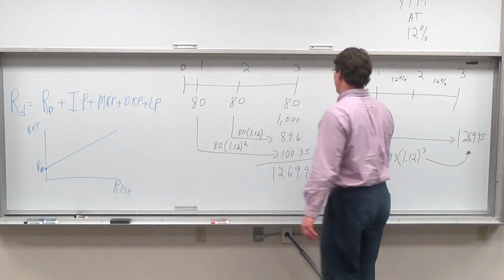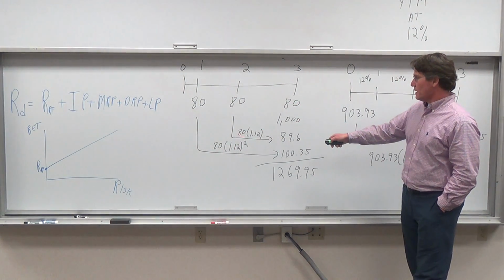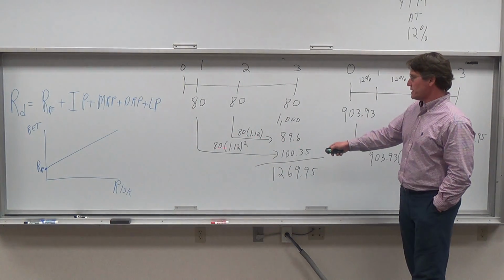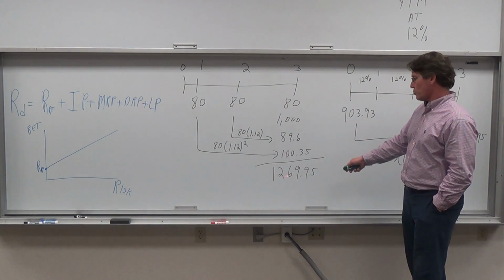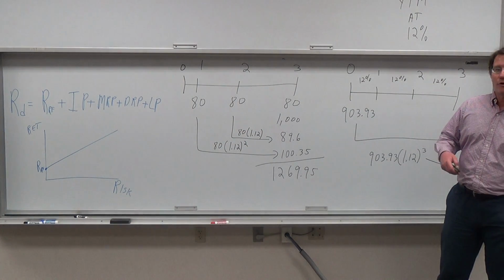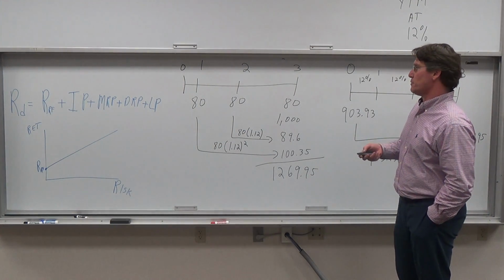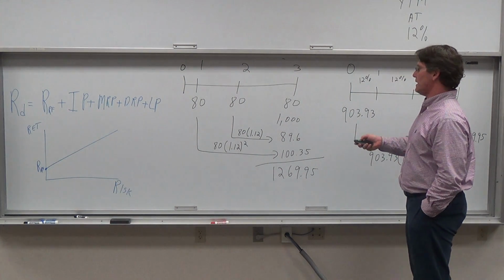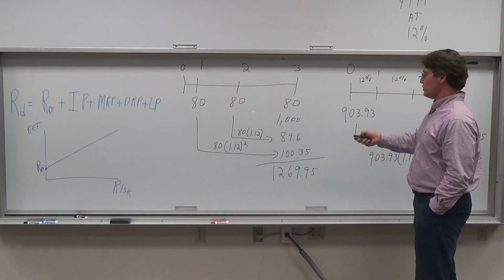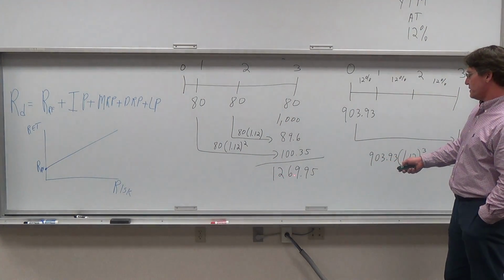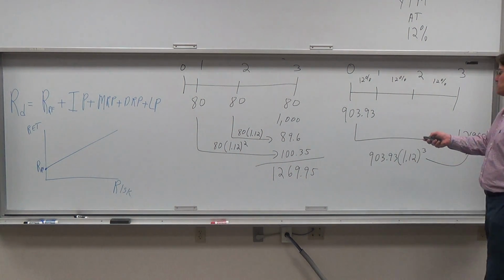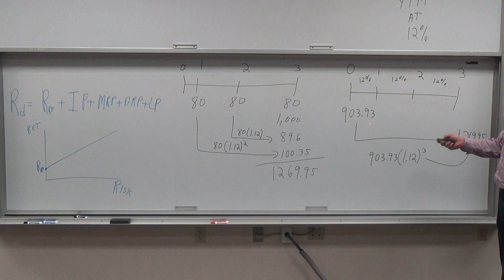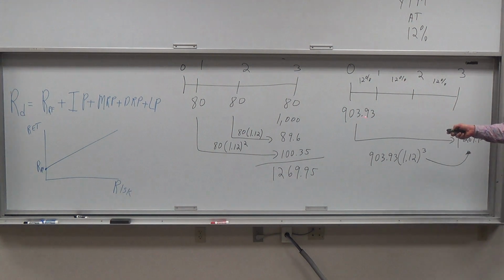In other words, I get my 80 in year 3, my $1,000 par value back. My 80 in year 2 grew to 89.6. My 80 in year 1 grew to 100.35. I add these together, I get $1269.95. In other words, if I would have bought this investment for $903.93 and gotten back 80, 80, 80, and I'd reinvest these cash flows in year 1 and 2 at 12%, I'm going to end up with $1269.95. In other words, suppose I bought an investment for $903.93, and I can invest that and get 12% of my money for the next 3 years.